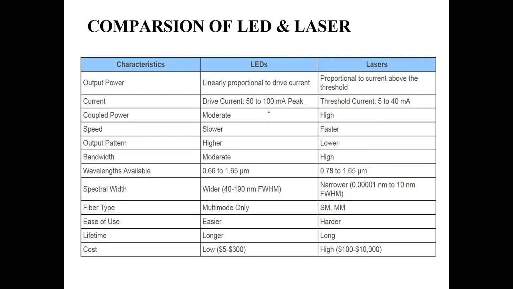The spectral width for LEDs is 40 to 190, and for lasers it is 0.001 nanometers to 10 nanometers. The fiber type for LEDs can be multi-mode, but for lasers it can be single mode and multi-mode. When it comes to ease of use, LEDs are easier to use and lasers are harder.